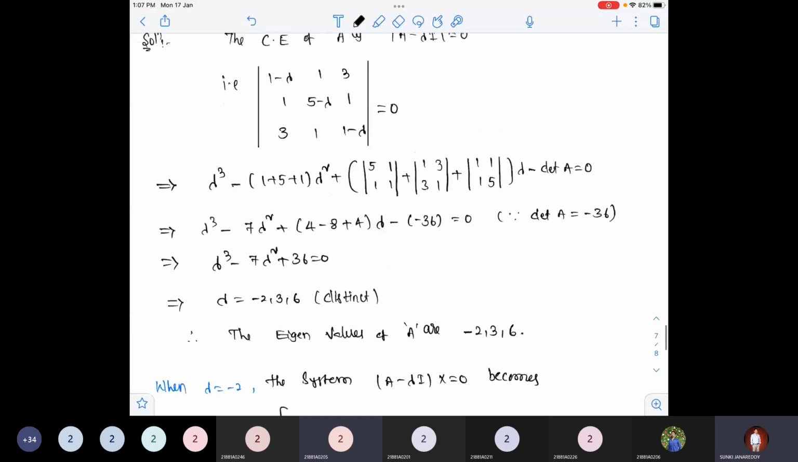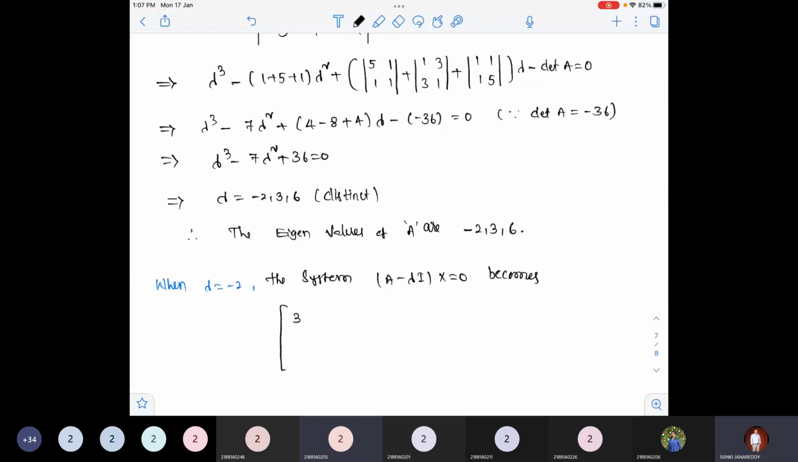By putting lambda as minus 2: 3, 1, 3; 1, 7, 1; 3, 1, 3, times x1, x2, x3, equal to 0, 0, 0.